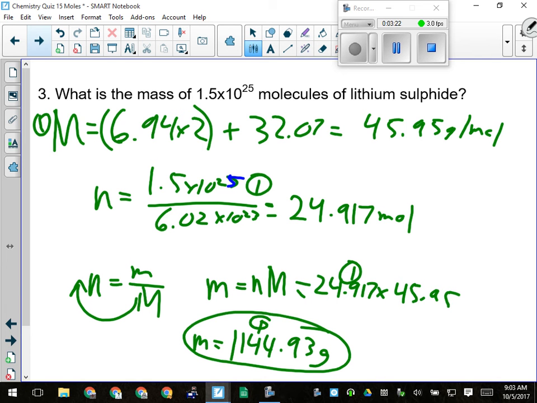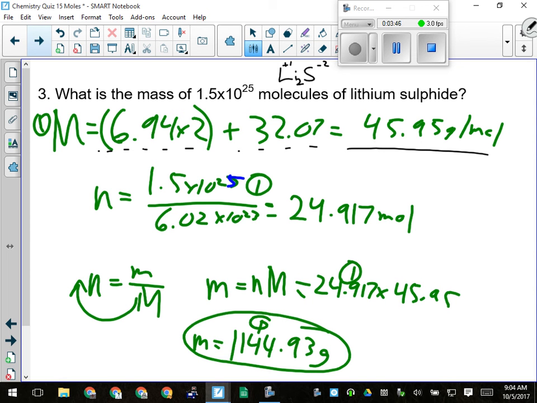All right, so first off, we got to calculate the molar mass of lithium sulfide. Lithium sulfide is Li with S, but this is a -2 and this is a +1, so we have Li2S. So 6.94 times 2 plus the mass of sulfur, 32.07, giving us 45.95 grams per mole. Okay, so you can give them 1 mark for that.